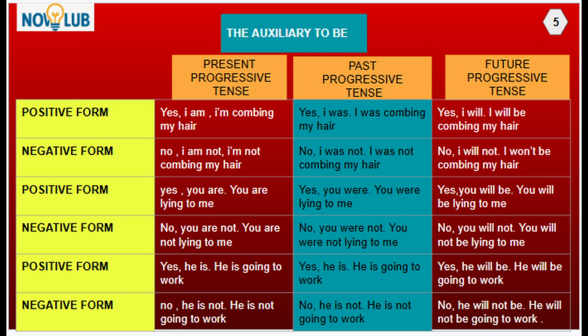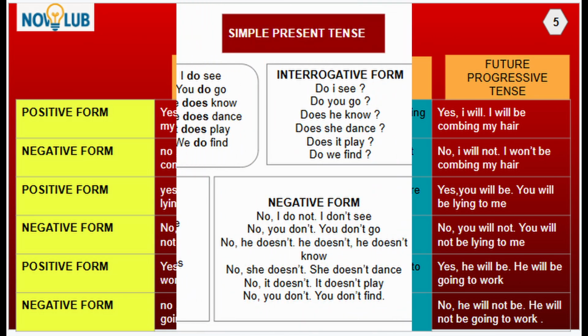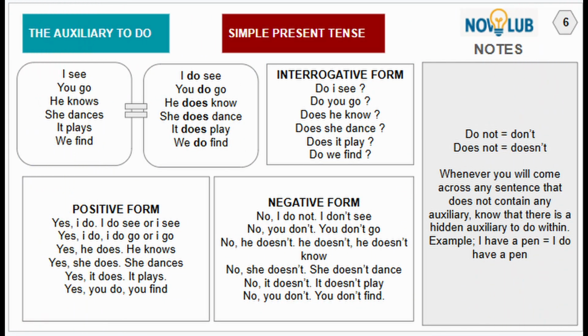So now let's talk about the auxiliary to do, starting with simple present tense. We have here some verbs: to see, to go, to know, to dance, to play, to find. And then we say, "I see, you go, he knows, she dances, it plays, we find," which is the same as "I do see, you do go, he does know, she does dance, it does play, we do find."